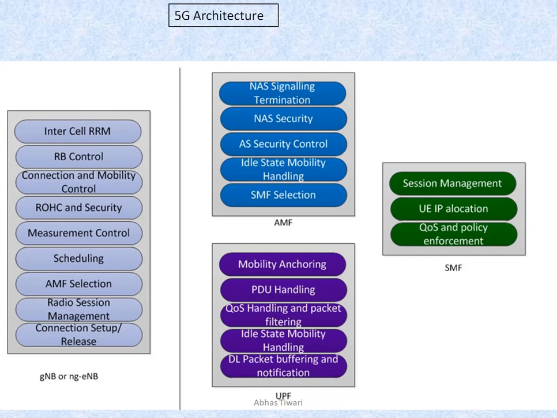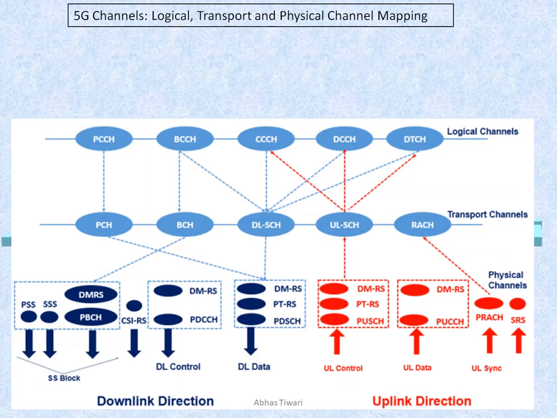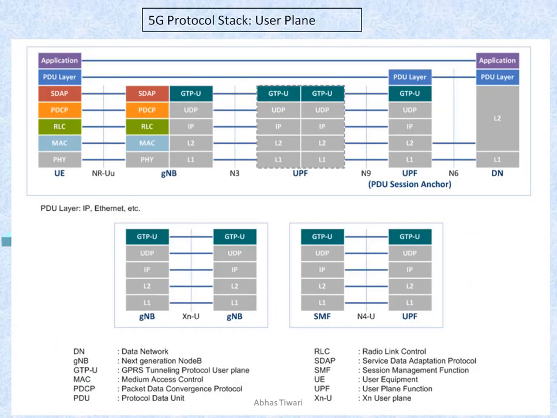We have already read about the channel basics. So let's go towards the protocol stack and the functions of each layer in this protocol stack. Going forward, we are going to learn in two phases: one is user plane and one is control plane. The complete protocol stack is divided into two understandings, one from the user plane perspective and the other from the control plane perspective.